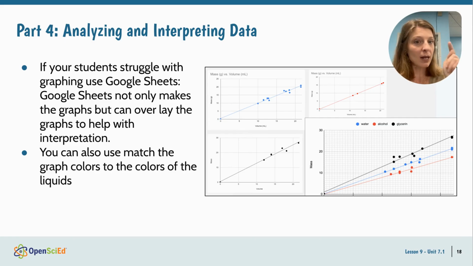dyed. So in this picture below, you'll see that I have blue. The blue is representing water, the red represents rubbing alcohol, and the black represents glycerin. You can also have Google Sheets overlay the graphs that can also help you with interpretation, which can be seen in this 4th graph below.